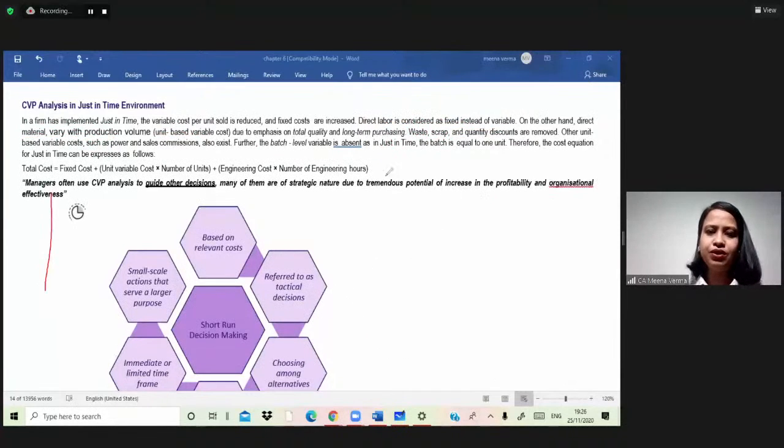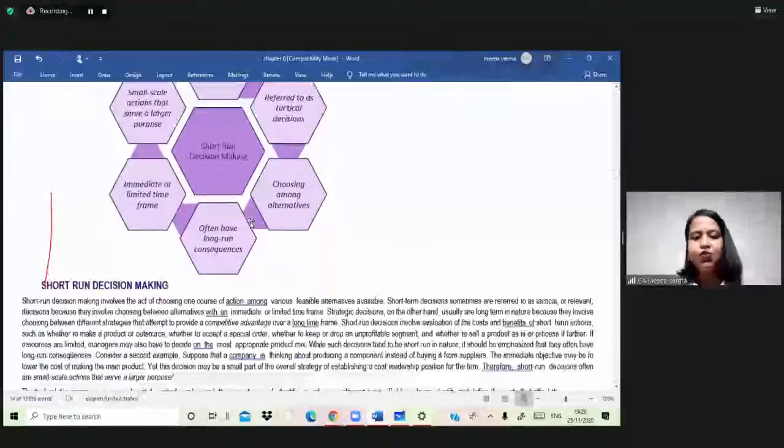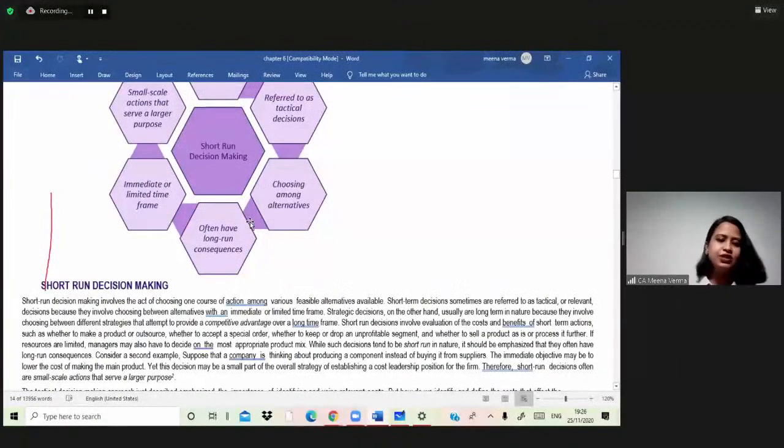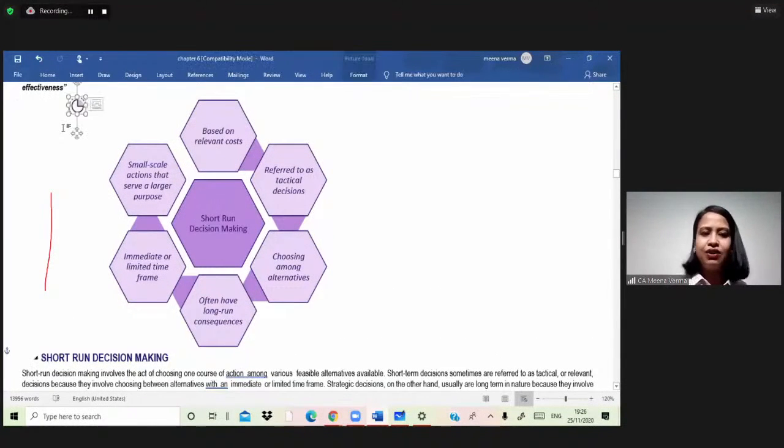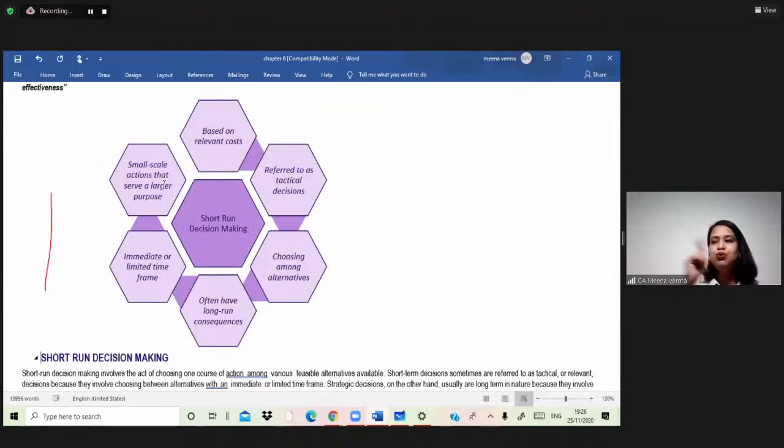Now, the next topic is a very interesting topic. I want to discuss this, then we will do all the numericals. Short-run decision-making. I want to relate everything with strategic cost management. Why? Since we have this new subject, we should know the relationship between every chapter, and why we are reading in strategic cost management a topic we studied in traditional costing.